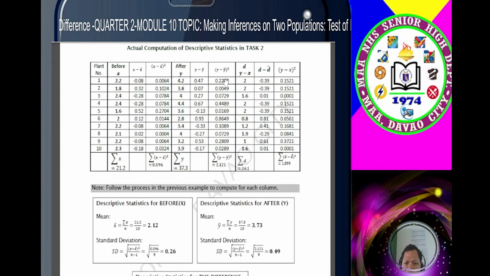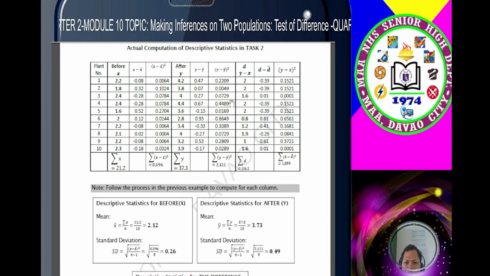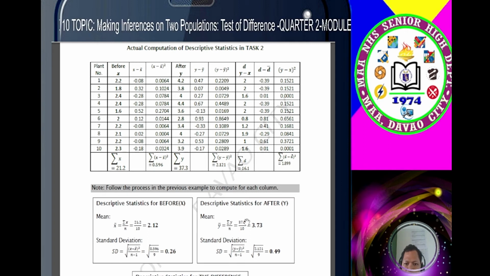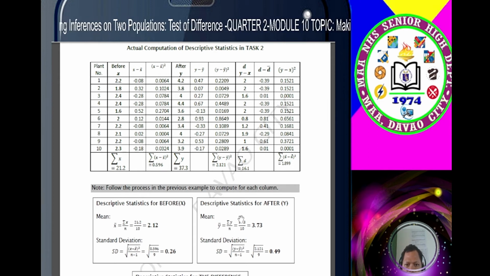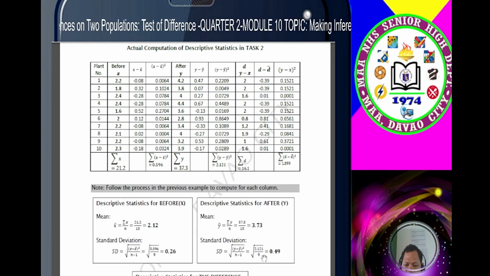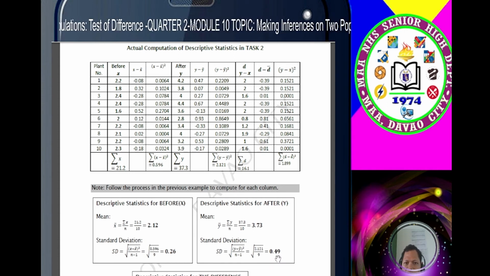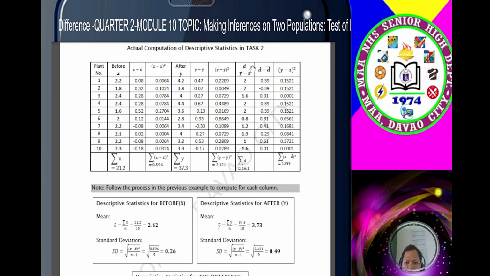So this would be the answer, 0.00209. Then get the sum, which is 2.121. Then get the SD now. So our SD is 0.49. Then we have now here the difference.